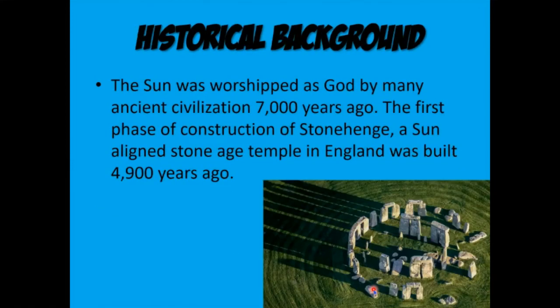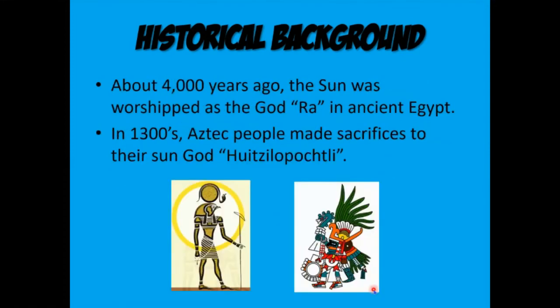So, according to its historical background, the sun was worshipped as a god by many ancient civilizations 7,000 years ago. The first phase of construction of Stonehenge, a sun-aligned Stone Age temple in England, was built 4,100 years ago. About 4,000 years ago, the sun was worshipped as the god Ra in ancient Egypt, and in the 1300s, the Aztec people made sacrifices to their sun god, Huitzilopochtli. Correct me if I'm wrong sa pagkakapronounce ko.